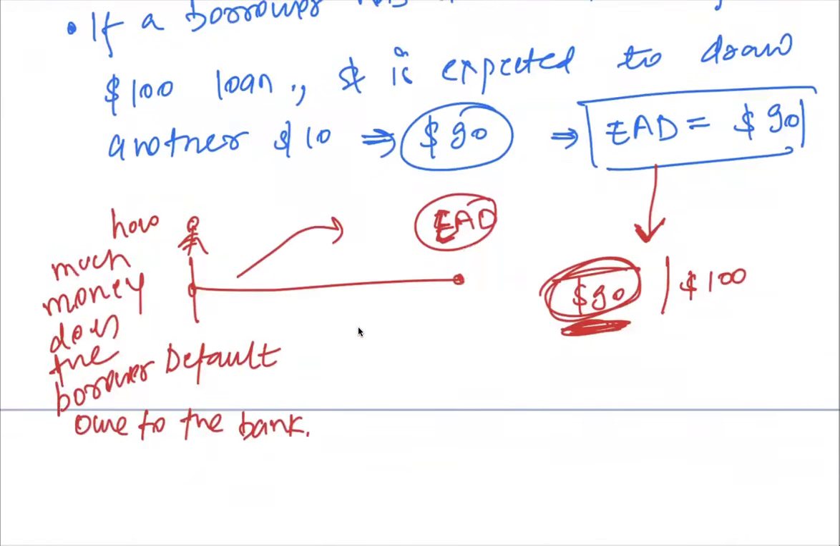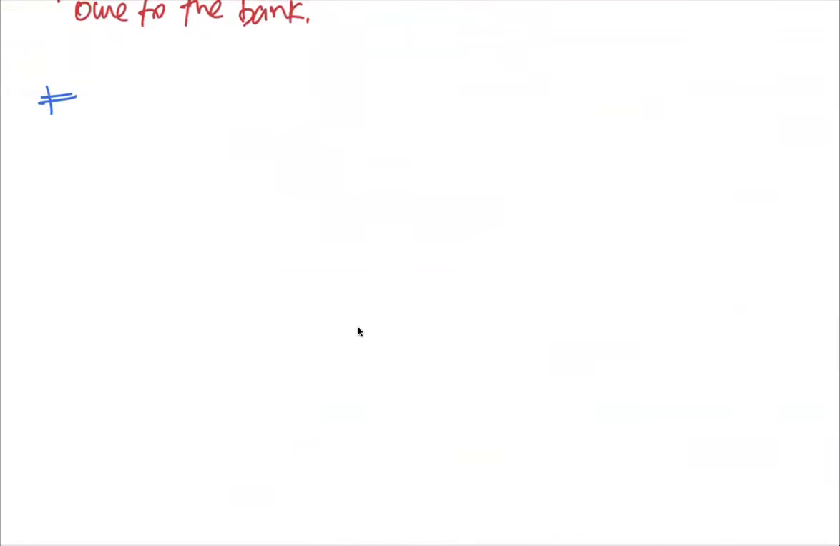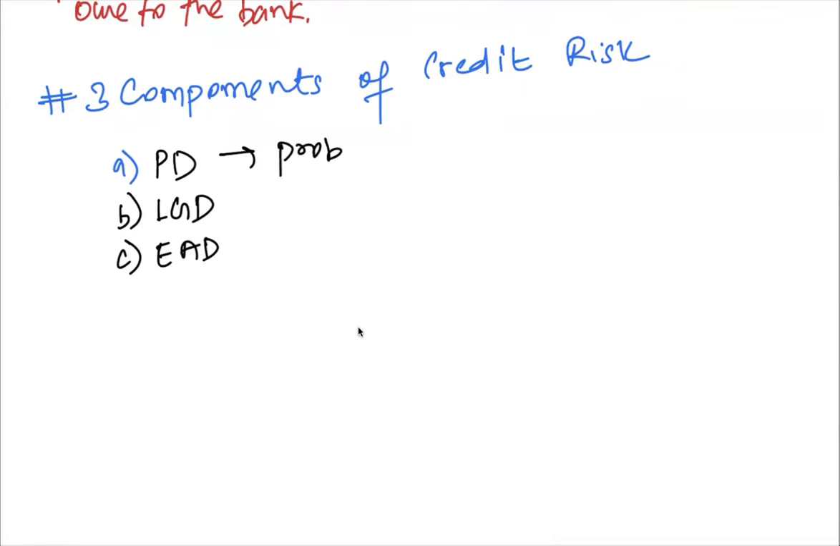Okay. So now let's combine all three components. So what are the three components of credit risk? It is PD, LGD, and third is EAD. PD tells you just the probability of whether the borrower will default or not.